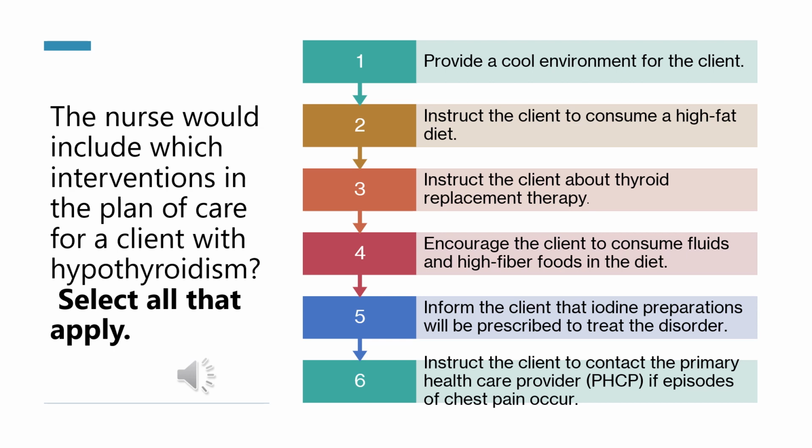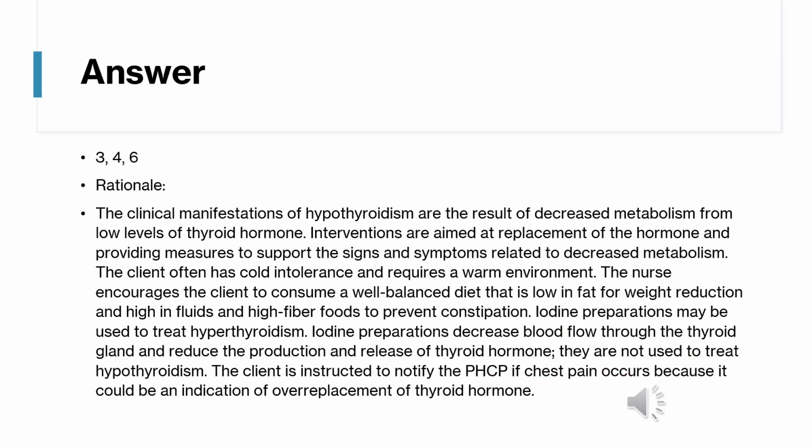So we said our answers were number 3, we're going to instruct the client about thyroid replacement therapy. Number 4, we're going to encourage the client to consume fluids and high fiber foods in the diet. And number 6, we're going to instruct the client to contact the primary healthcare provider if episodes of chest pain occur. So, as we stated, our answers were 3, 4, and 6. So let's read the rationale.